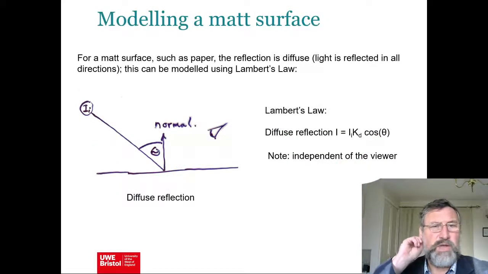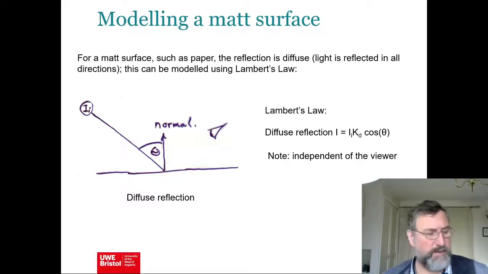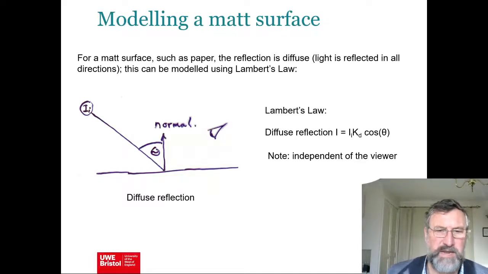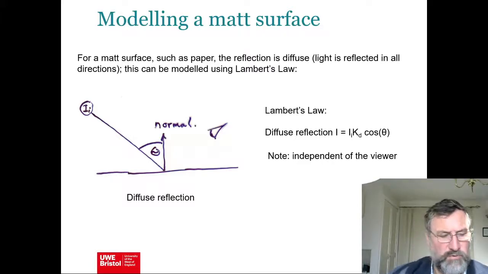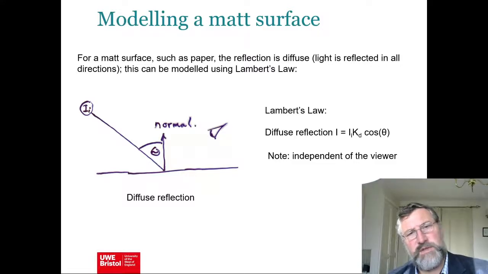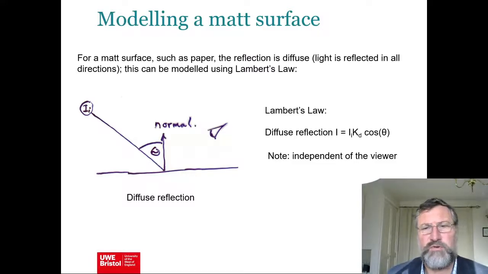So here we have a matte surface. How are we going to model that? Imagine a matte surface. Well, I talked before about Lambert's law, and in fact, Lambert's law is a way to model a matte surface, to model a diffuse reflection. So for a matte surface such as paper, the reflection is diffuse. Light is reflected in all directions, as it says there, and that can be modelled using Lambert's law, as I mentioned a few times.